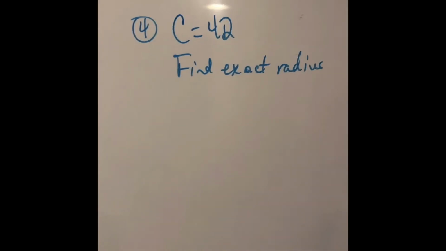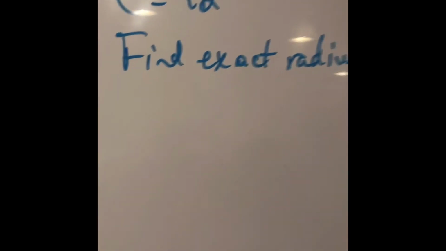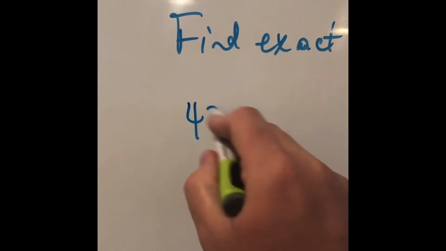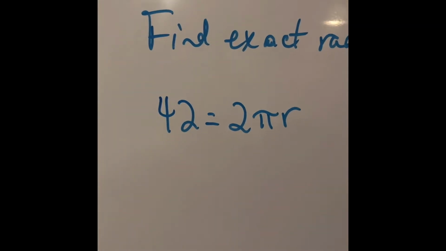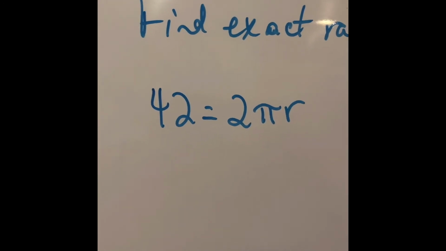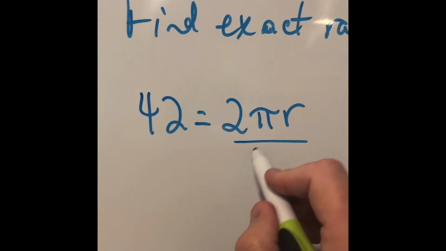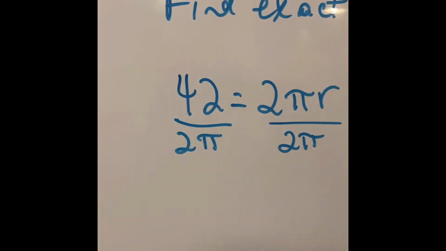For number 4, they have a circumference of 42. They want us to find the exact radius. So what we want to do then is set 42 equal to 2 pi r. Now they want exact, so we're leaving our answer in terms of pi. We're not going to do any decimal answers. So where the radius is, we have to isolate that. We're going to divide both sides by 2 pi.